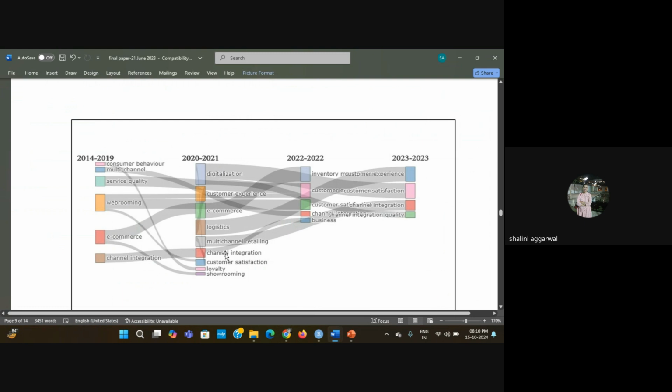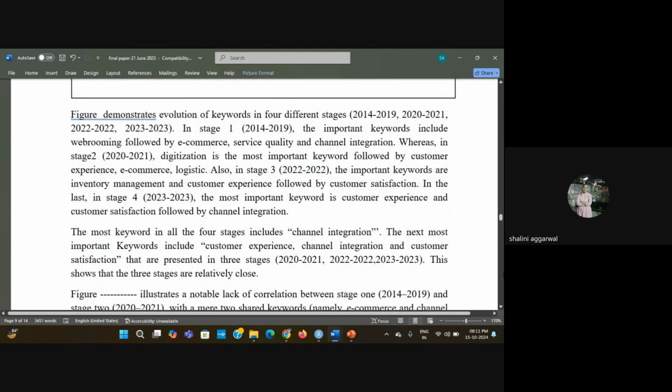Now, we have divided this into the 4 quadrants or the 4 time periods. So what is this diagram showing? This diagram is showing the most important keywords during 2014 to 19. You can see from the length of the rectangle. Web roaming is one of the most important keywords, followed by e-commerce, channel integration and service quality. So in 2014 to 19, these are the common words. This is how you have to write, right? Look at this, read this.